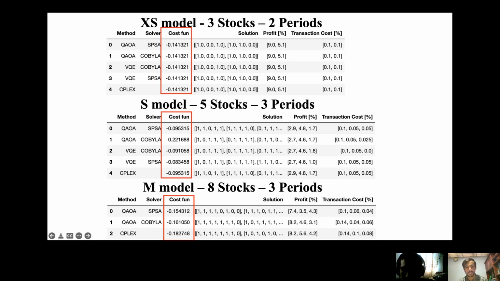And for the model M, we can only execute two models with QAOA, and we are running VQE at this moment, because we have some technical issues trying to run this in the CASM simulator of IBM.